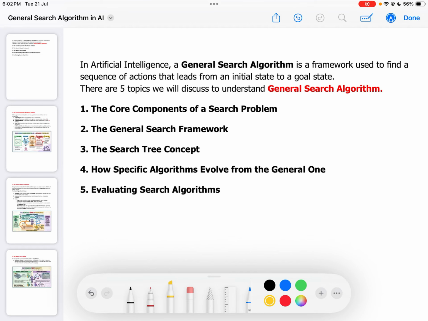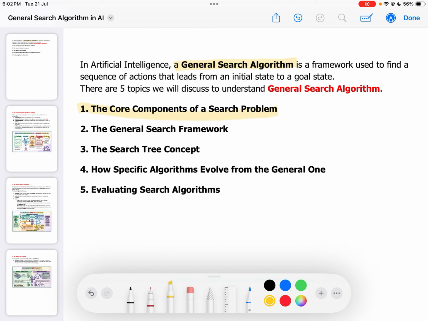Hello students. Now we are looking at part 3 of general search algorithm. There are other two parts to this video. Please check that and come to this third part. Now I'll quickly sum up what we have seen in the other two parts.